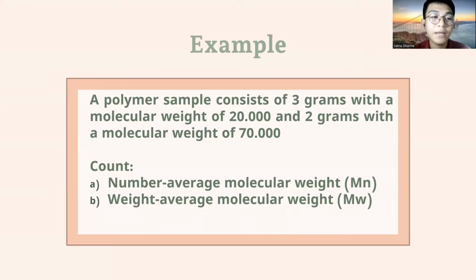For example, a polymer sample consists of 3 grams with a molecular weight of 20,000 and 2 grams with a molecular weight of 70,000. Calculate A. Number average molecular weight or Mn, B. Weight average molecular weight or Mw.